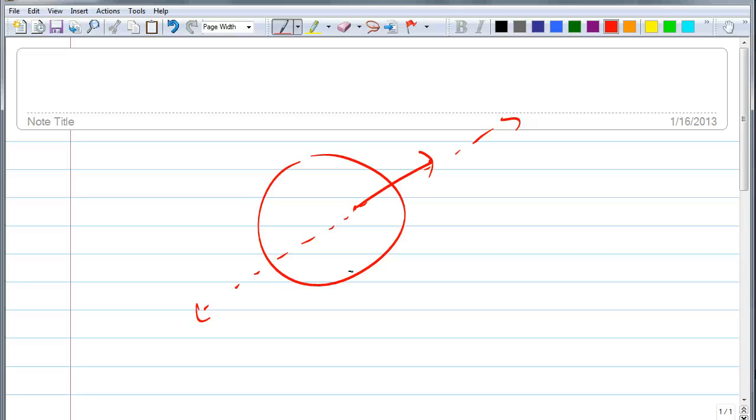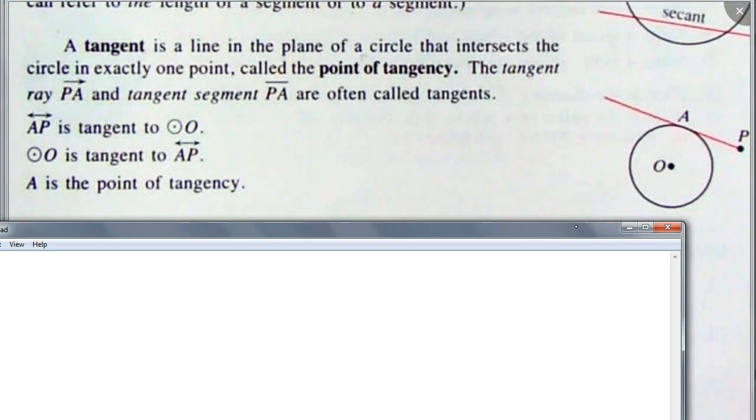Good. So here are 3 ways to describe this picture. You could say line AP is a tangent to circle O. You could also say circle O is a tangent to line AP, so it works both ways like that. And you could also say A is the point of tangency. All these 3 statements describe this picture on the right. Any questions there? Are we good?